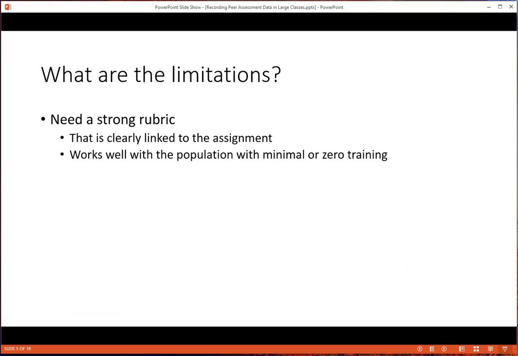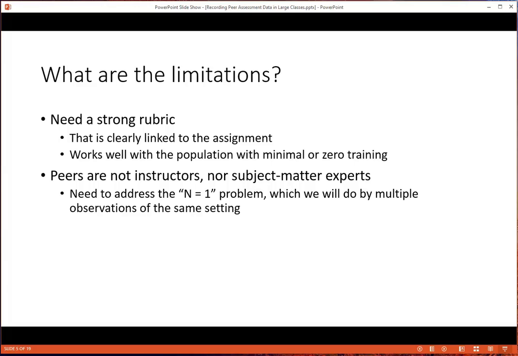So what are the limitations? The first one is that the rubric forms the core of the strategy I'm going to give to you here. And if you don't have a strong rubric, the rest of this is going to be very difficult. Your rubric also needs to be clearly linked to your assignment and works well with a population you don't have to train. Using a rubric should be a very, very simple thing to do as opposed to other peer assessment strategies like write some comments, right? That's actually a much more difficult type of assessment to conduct than using a very well done rubric.